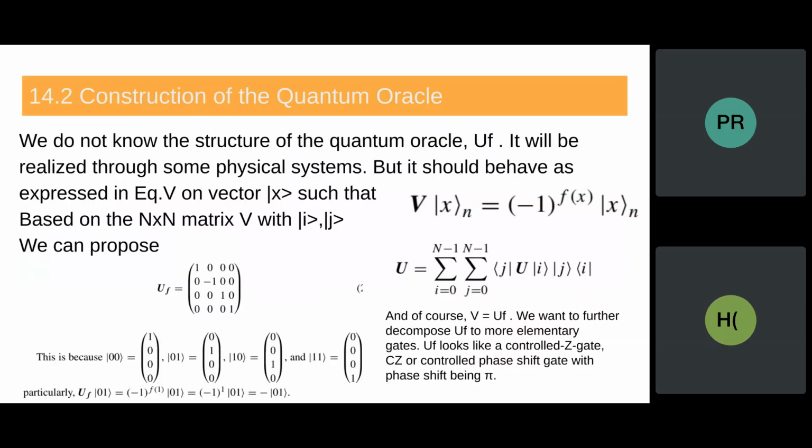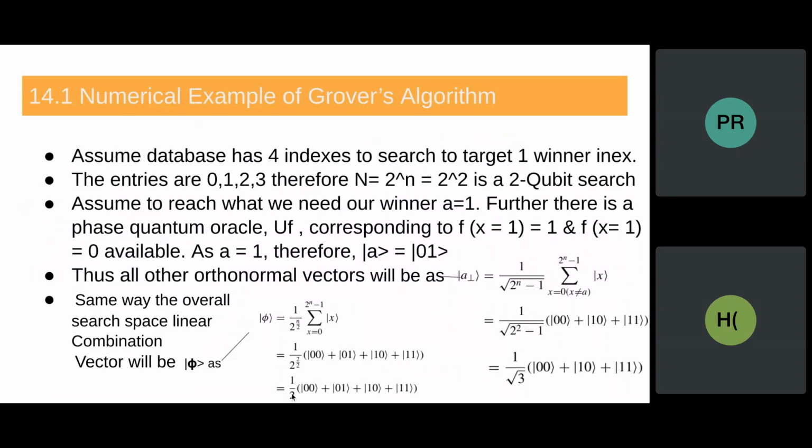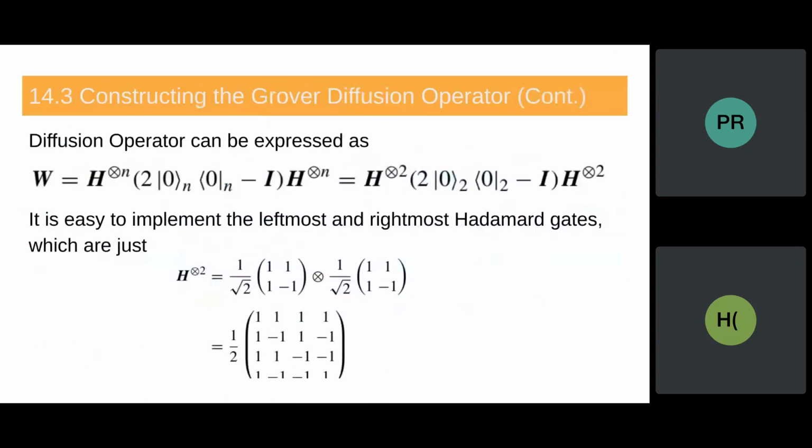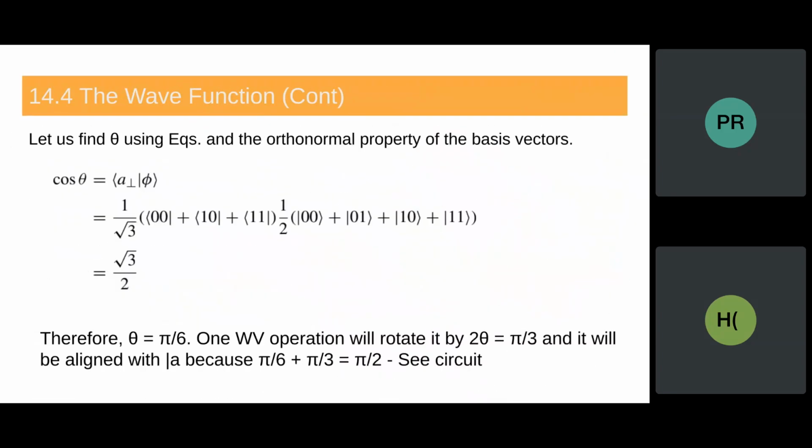Here it is. So we had defined phi and we had defined A perpendicular, and what we are doing is just multiplying them. It turns out to be root 3 by 2, and therefore this is equal to pi by 6. Cos of pi by 6 is root 3 by 2. So therefore, our W operation will rotate by 2 theta, that is 2 into pi by 6. So it will be pi by 3.